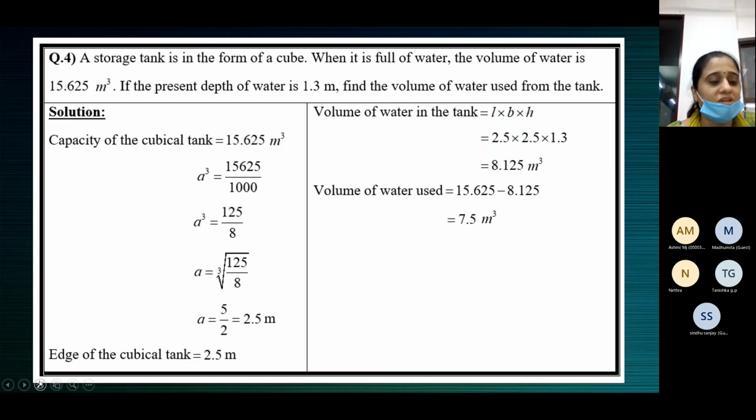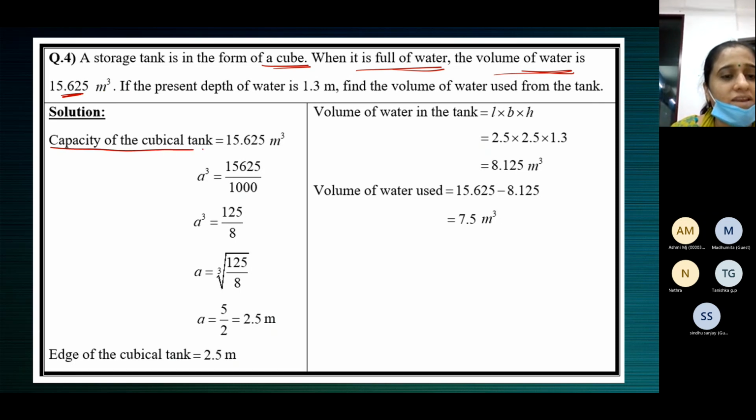All right. A storage tank is in the form of a cube. When it is full of water, the volume of the water is 15.625 meter cube. So it is a cubical tank. How do you find the capacity of the tank? A cube. Capacity of the tank is A cube, and that's given to be 15.625 meter cube.